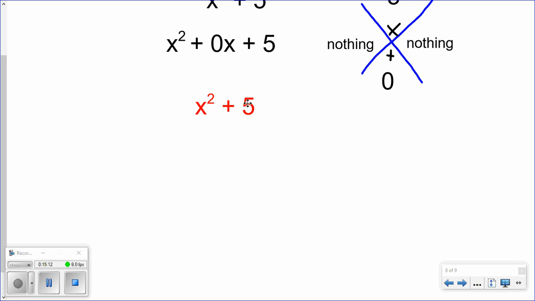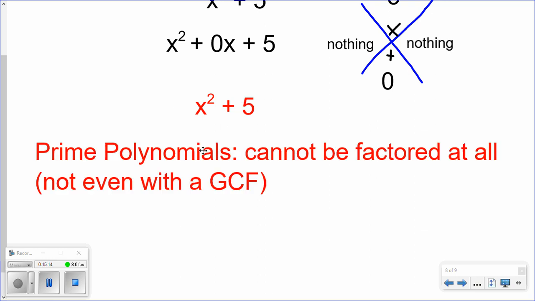Now, when I can't factor, these are called prime polynomials. They cannot be factored at all, not even with GCF. If you can factor out a GCF and not do the magic X, it's factorable, just not very factorable. If you can do the magic X but not GCF, it's still factorable. Prime is when you cannot do anything at all. Okay?